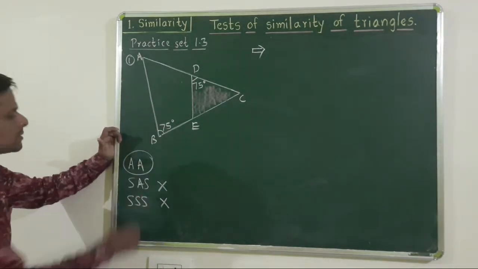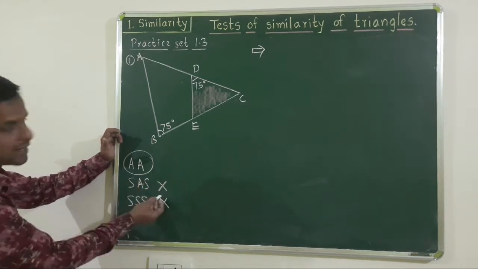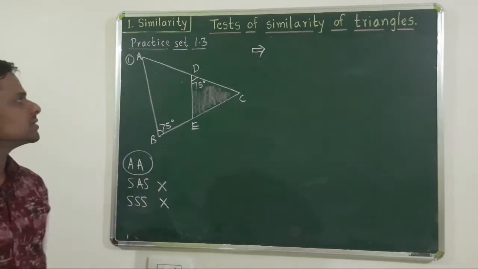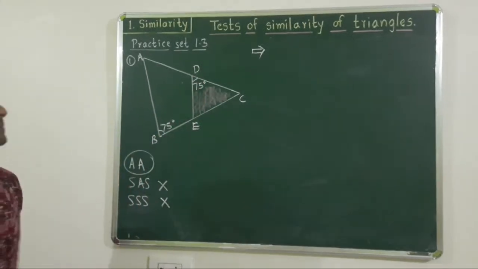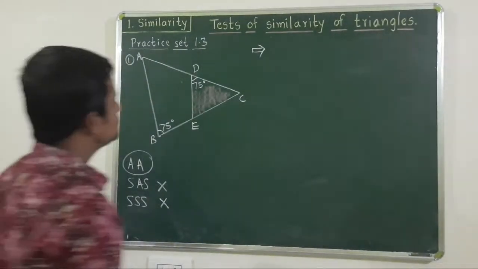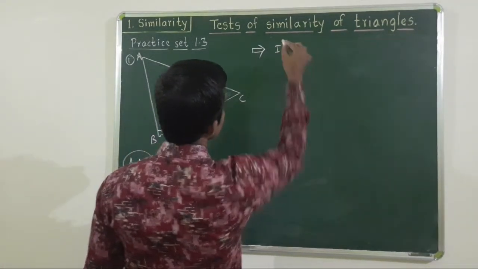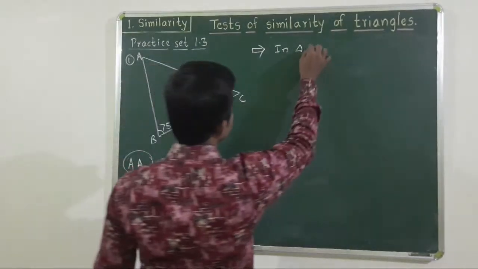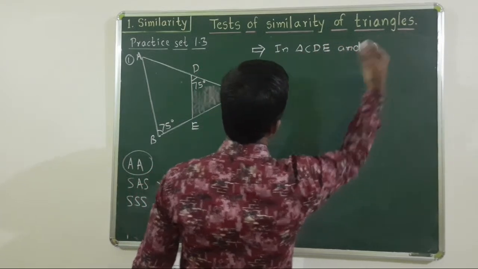We'll check. Now the first step is to cancel out the tests which are not useful. That is, we can't use SAS test, we can't use SSS test, since nothing about sides is given, only about angles is given. Therefore we can use the AA test if possible. Now the first step is to write proper names of these two triangles. The shaded triangle, I'm going to take as triangle CDE.